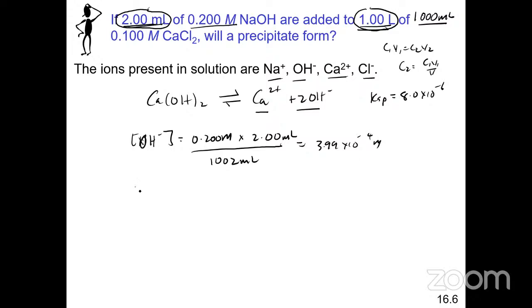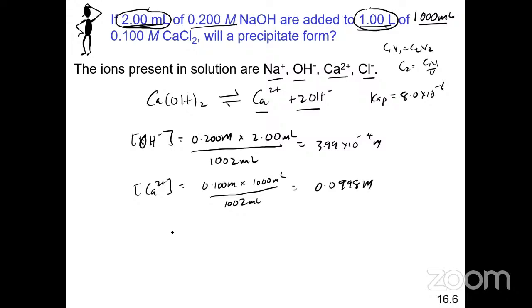And then I do a similar calculation for the calcium ions. That would be equal to the initial concentration, which is 0.100 M, multiplied by 1,000 mL, divided by the final volume, which is again going to be 1,002 milliliters. And let's see what that gives. 0.1 times 1,000 divided by 1,002. So according to my calculations, this works out to be equal to 0.0998.